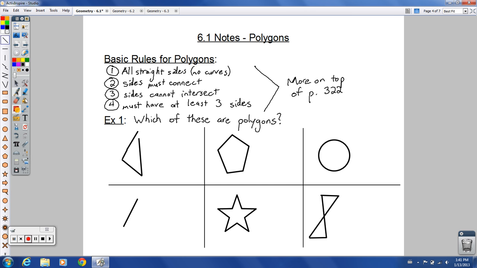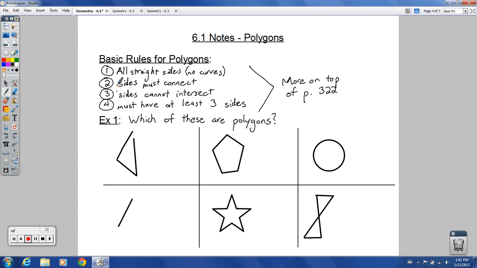Let's look at our rules and see what we have. With this one, do we have all straight sides? Yeah, these are all straight sides. My pen lifted here, but that's just supposed to be one straight side, one segment. Do the sides connect? No, the sides don't connect here. So we've got a little problem. This is not a polygon because the sides don't connect. So this one I would say no. And if you had to give a reason, you could say the sides don't connect.